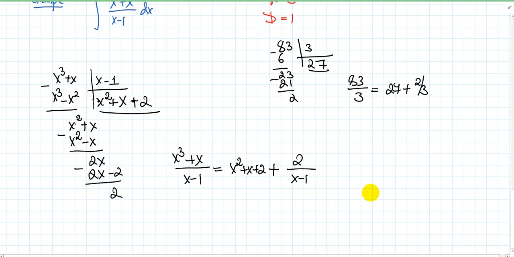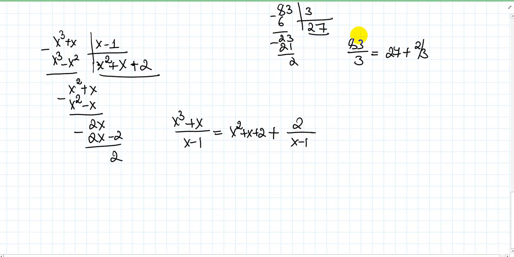So do you see the similarity between this and this? Yes? So 83 over 3 is 27 plus the remainder, which is 2 divided by 3, right? So x cubed plus x divided by x minus 1 is our answer, x squared plus x plus 2 plus the remainder, which is 2 divided by x minus 1. Okay? Good.